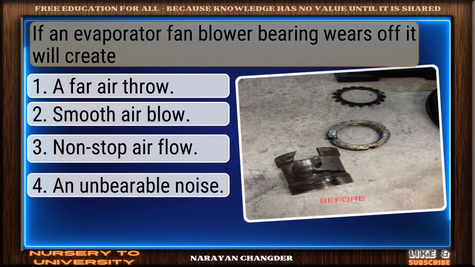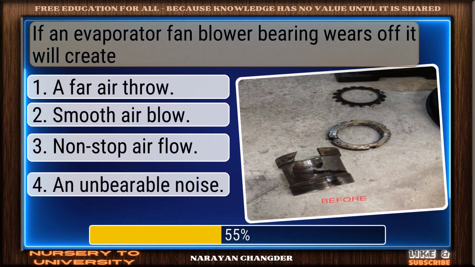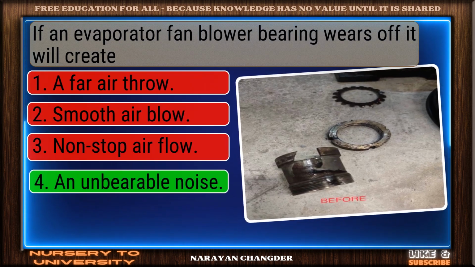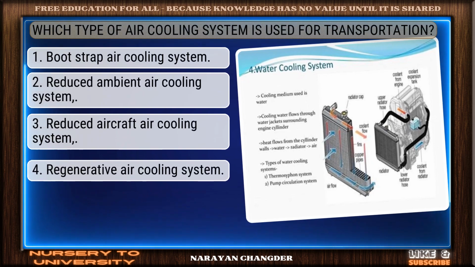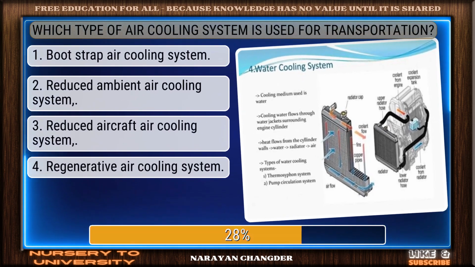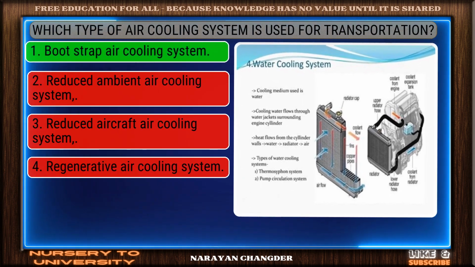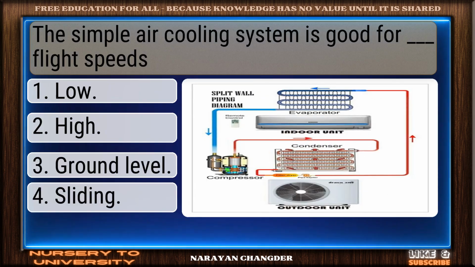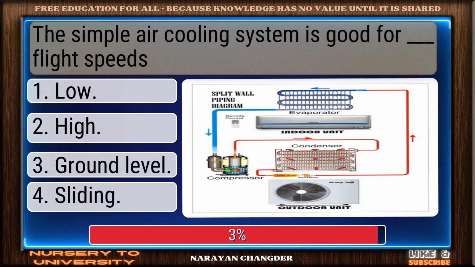If an evaporator fan blower bearing wears off, it will create. Correct. An unbearable noise is the right answer. Which type of air cooling system is used for transportation? Bravo! Bootstrap air cooling system is the answer. The simple air cooling system is good for low flight speeds.